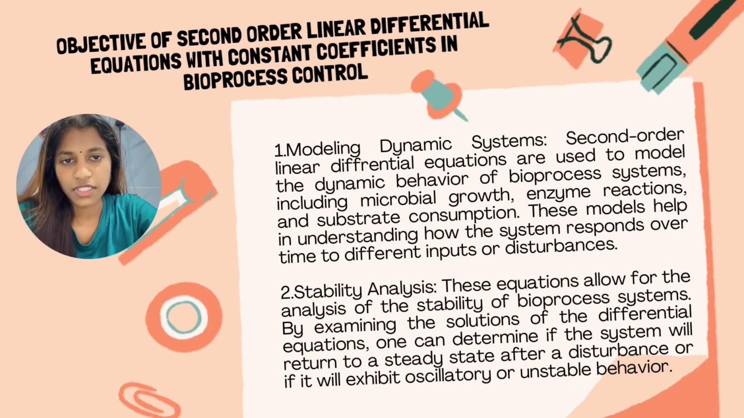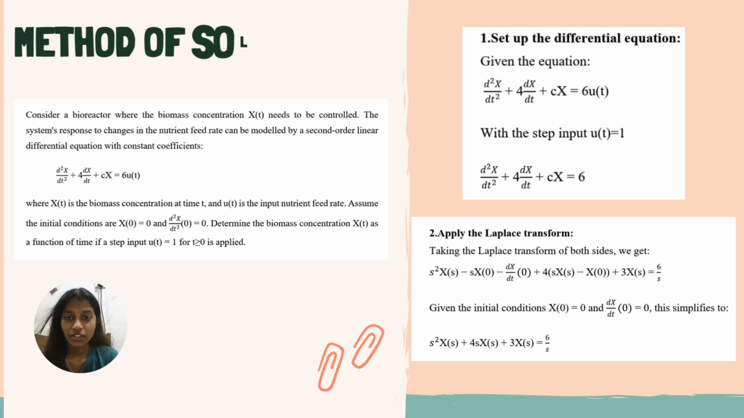So the second objective is stability analysis. These equations allow for the analysis of the stability of bioprocess systems by examining the solutions of the differential equation. One can determine if the system will return to a steady state after a disturbance or if it will exhibit oscillatory or unstable behavior. Method of solving.